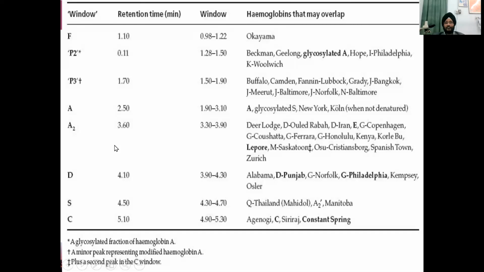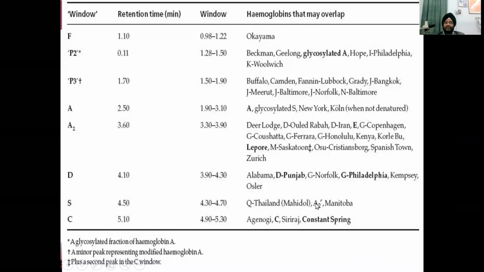Similarly, A2, which is very important. There are a number of hemoglobins, especially E, which is very common in India. Then hemoglobin D, that is D Punjab in our country, and some other variants of G. Sickle is not alone again. It has some other hemoglobins, the most important of which is A2 prime.